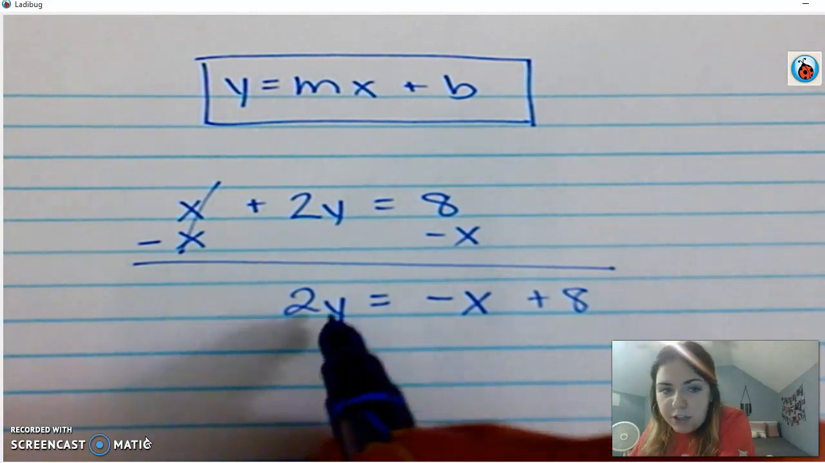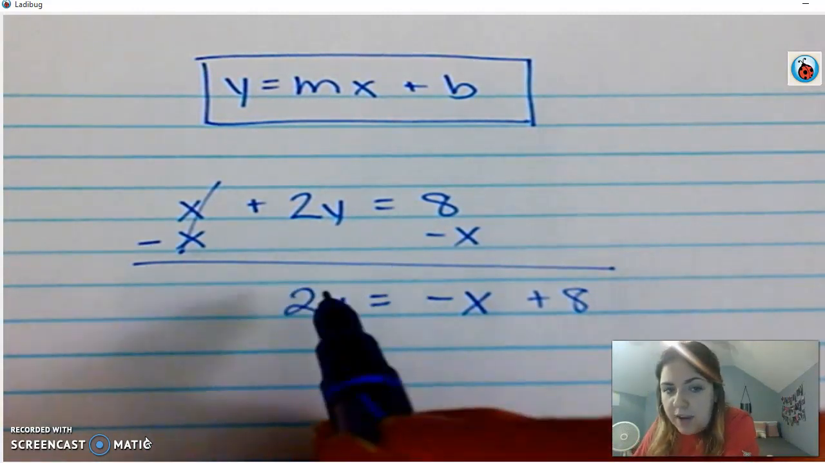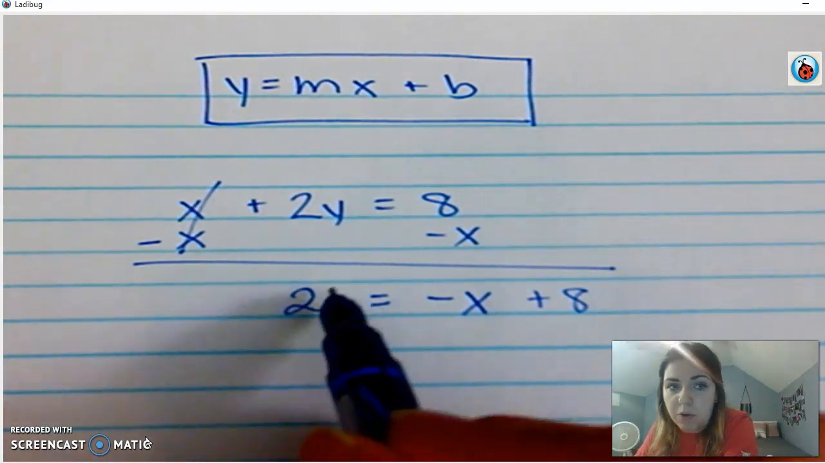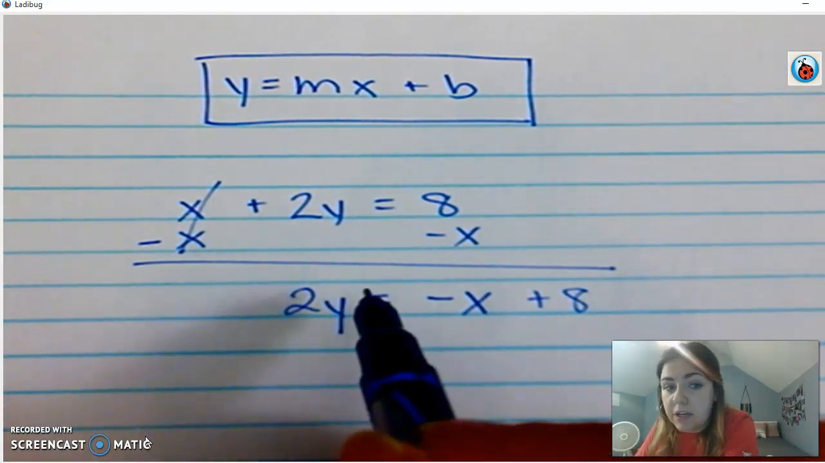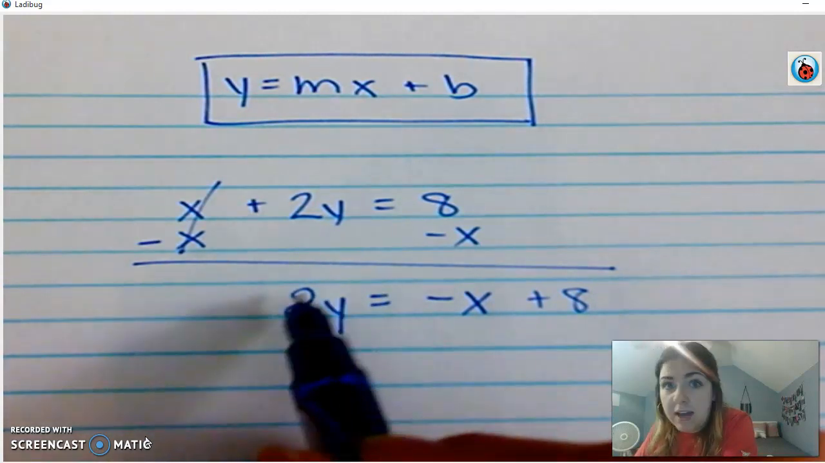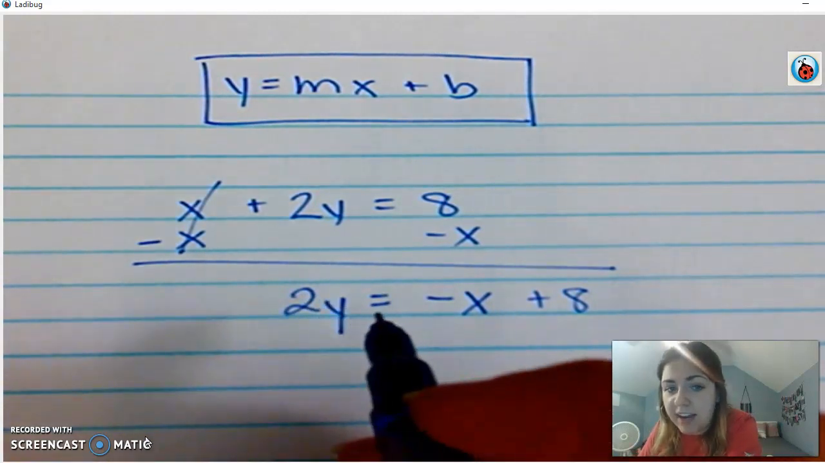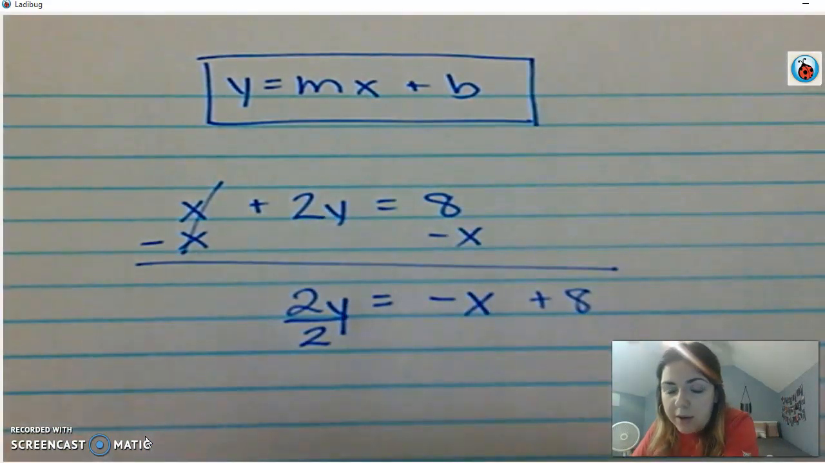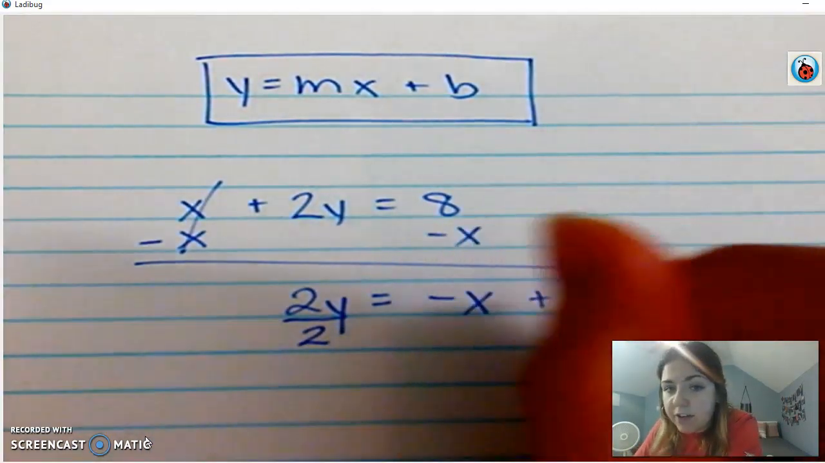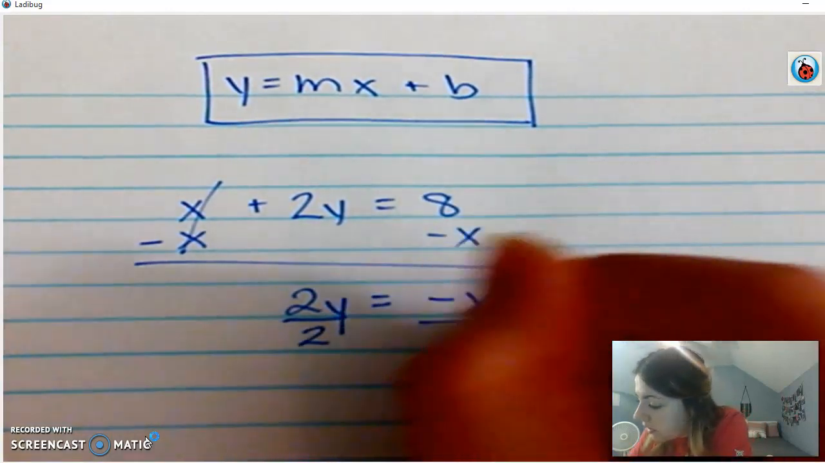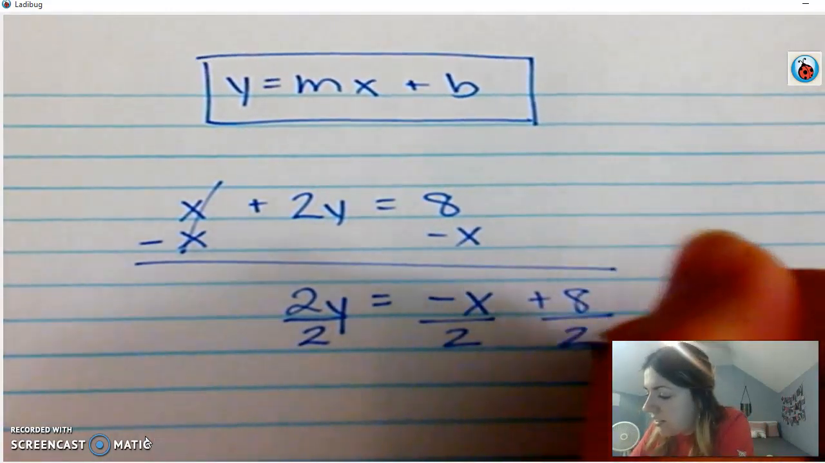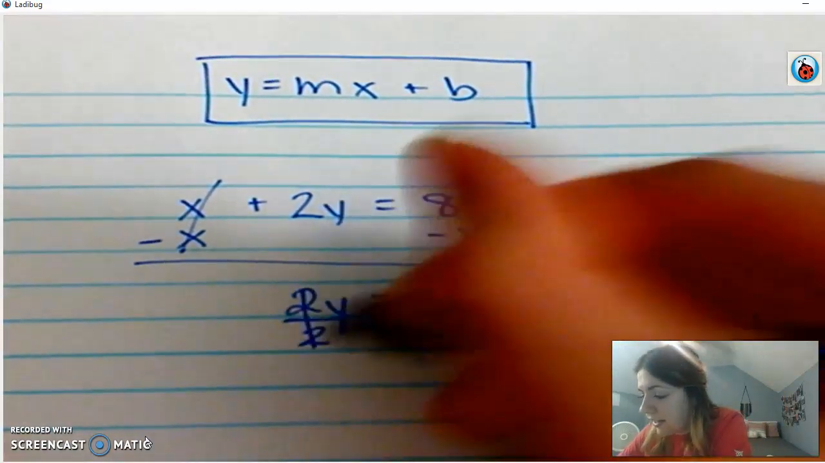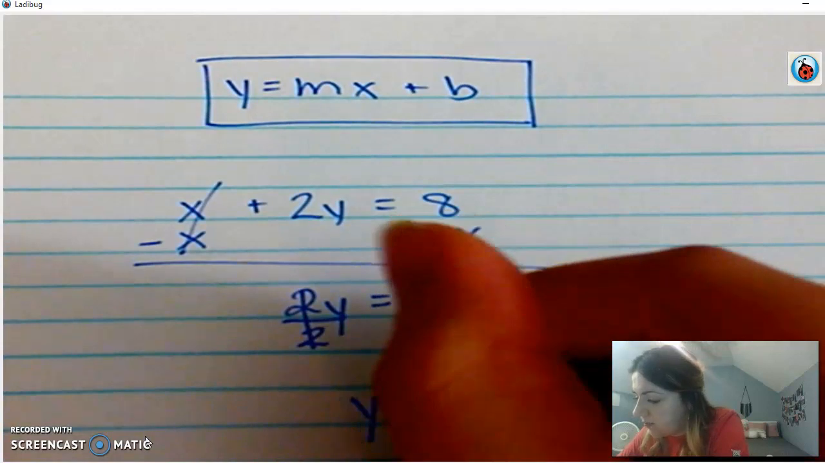We've got one more step to do. That 2 has to go away. So right now the 2 is being multiplied by the y. And we want y, just y by itself. So instead of multiplying, the opposite of that is dividing. So I'm going to divide by 2. And what I do to one side, I have to do to everything on the other side. So I'm going to divide that by 2, and I'm going to divide that by 2. Now, these 2's cancel out, and I'm left with y equals.